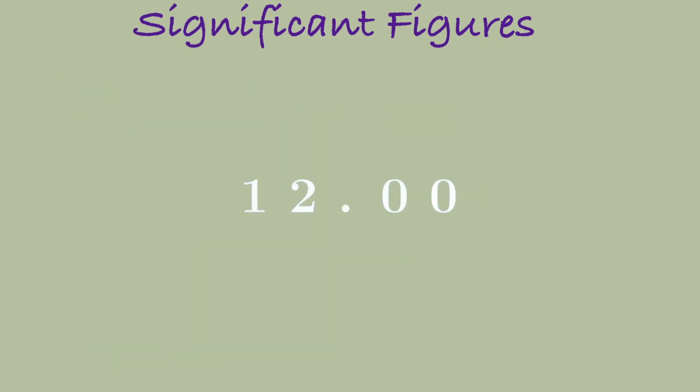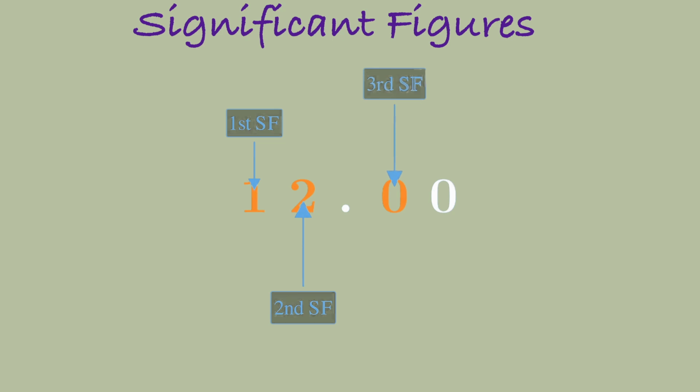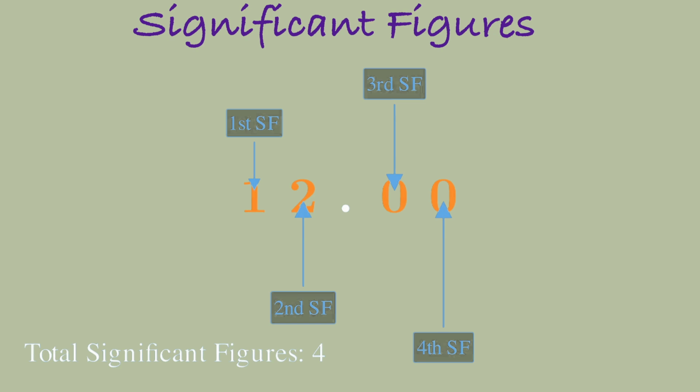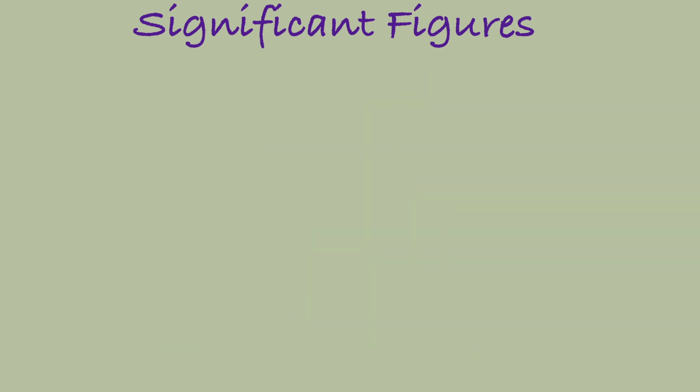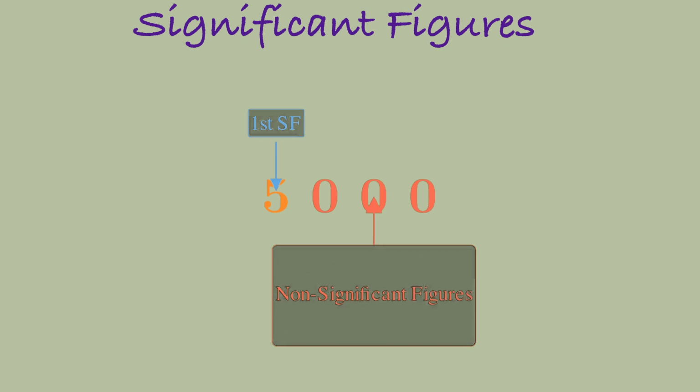Finally, zeros at the end of a number, we call them trailing zeros, are a bit trickier. Now, if there is a decimal point anywhere in the number, those trailing zeros do count. Like in 12.00, that's 4 significant figures. But if there's no decimal point, like in 5000, those trailing zeros usually don't count. So 5000 has just one significant figure, the 5.